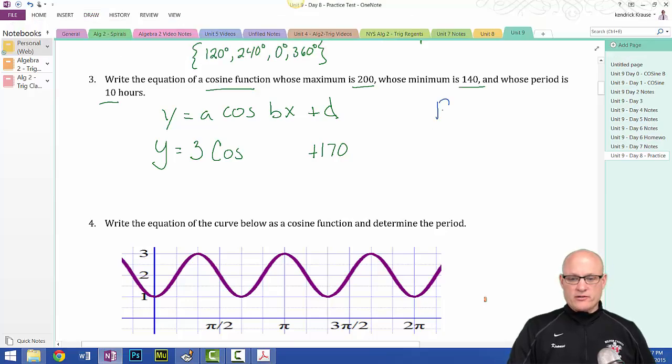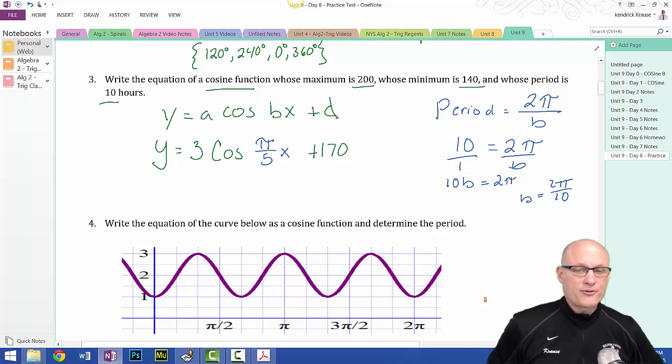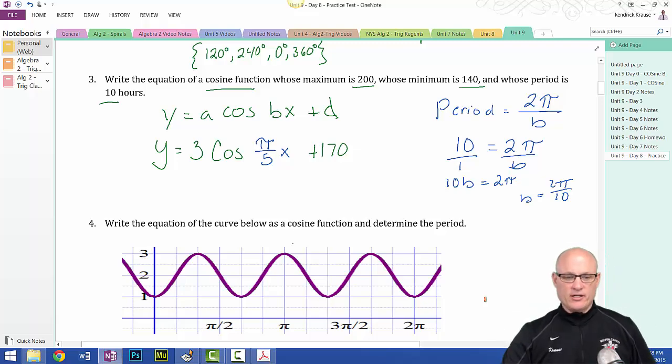Now, period is defined as 2 pi over b. And the only thing we got left to do is find out what b is. Well, they told us that the period is 10. So 10 is equal to 2 pi over b. If I cross multiply, I get 10b equals 2 pi, or b equals 2 pi over 10, which reduces to pi over 5. So my final answer is 30 cosine pi over 5x plus 170. Problem 3 is done.